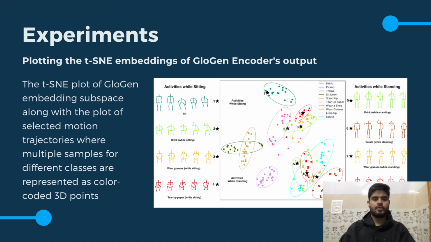This is the TSNE plot of GlocalGen embedding subspace, along with the plot of selected motion trajectories, where multiple samples for different classes are represented as color-coded 3D points.